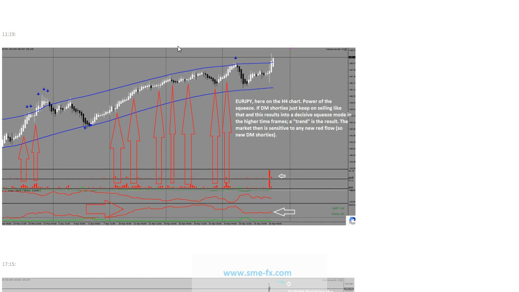Euro yen here on the forward chart, power of the squeeze. If dumb money shorties just keep on selling like that, this results in a decisive squeeze mode in the higher time frame, and a trend is the result. The market then is sensitive to any new red flow, so new dumb money shorties. Never forget a chart like this.